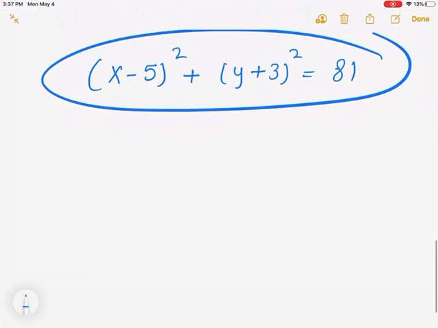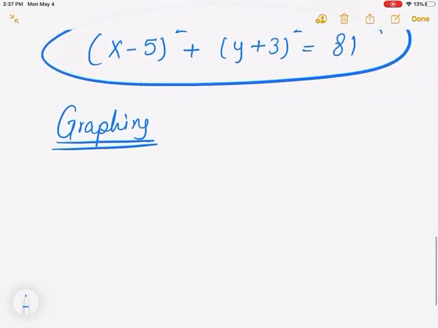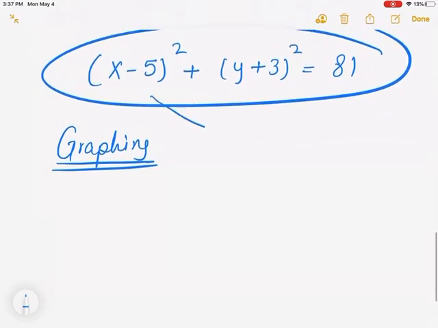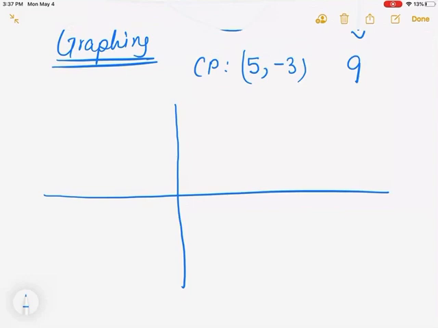And the last thing is we're going to be graphing this conic section. How do we graph? How about if I just use the same equation I have up top here? Let's find the center point. Remember, take the opposite: 5 and negative 3. What's the radius? Take the square root, it's 9. Once you have that, start off with the center point, which is at 5 and negative 3. 1, 2, 3, 4, 5. Negative 3, which is down here.